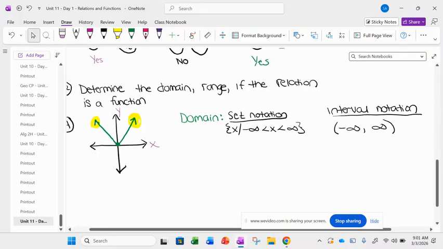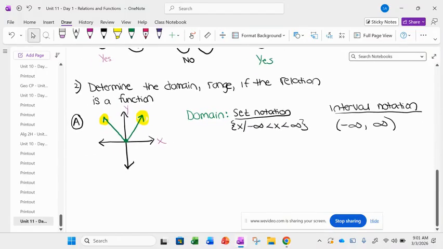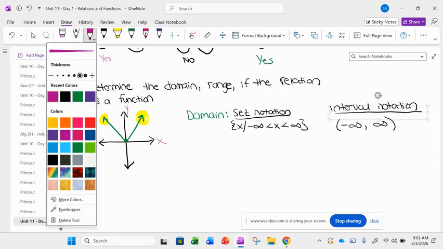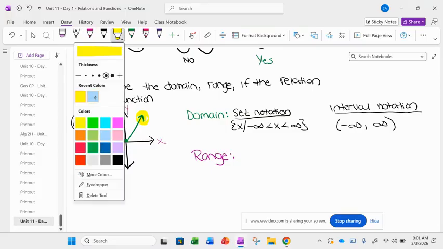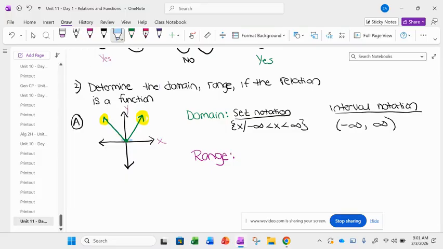So that's the domain, but I didn't just ask for the domain. What else did I ask for? The range. So now when I'm looking for the range, we're not looking left, right. Now we're looking up, down. So I have to look at my lowest point on this graph. What is the lowest point on this graph? Isn't it this point right here?